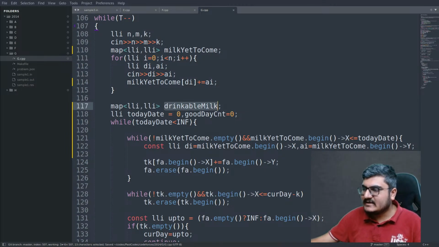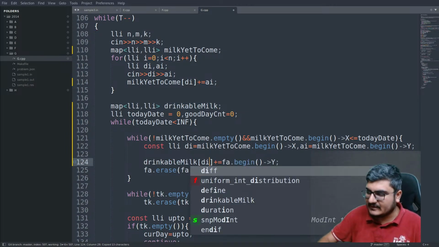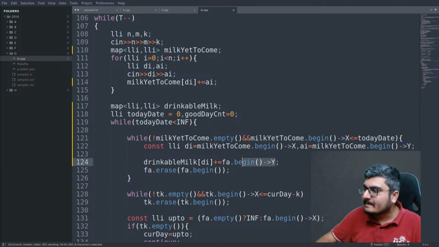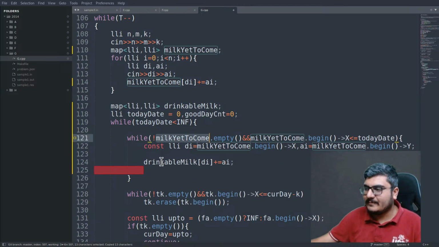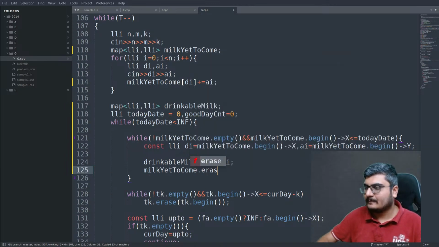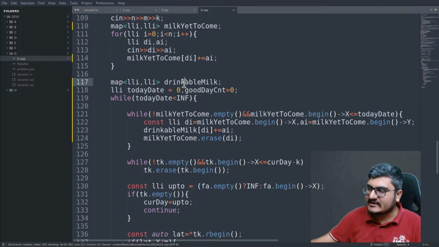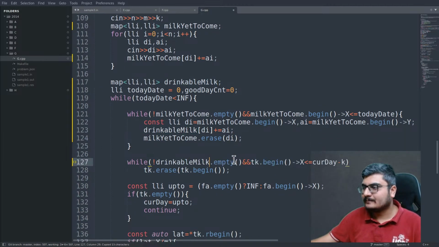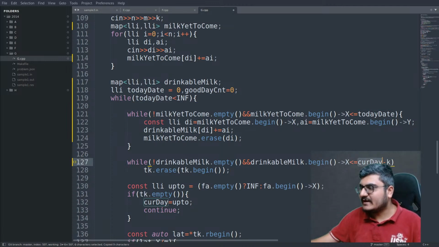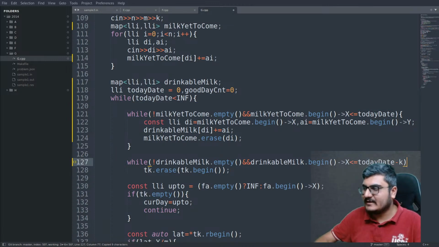The idea is let's add the drinkable milk with date mark on all the days, whatever quantity came here, and remove this from milk yet to come. Now also remove all the expired milk from the drinkable dates. So that would be if it had come k days before over here.